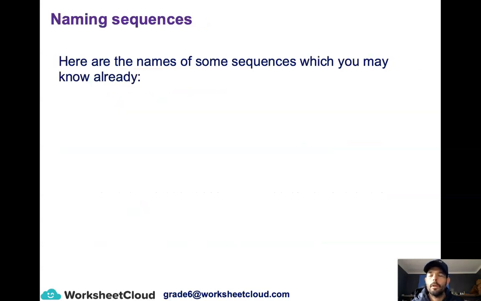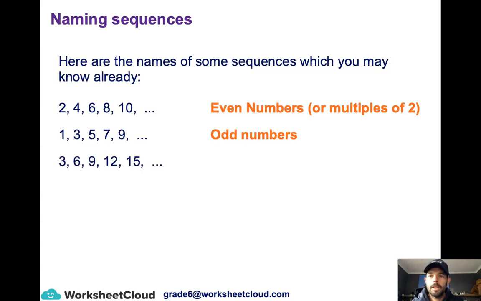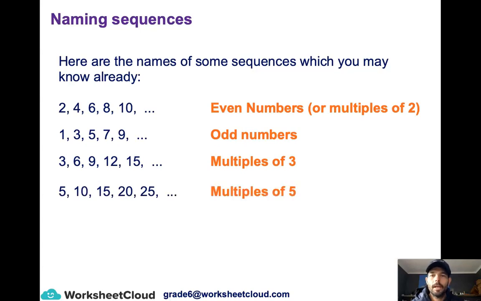Let's have a look at naming sequences. Here are some names of sequences which you might know already. 2, 4, 6, 8, 10 is a list of even numbers or multiples of 2. 1, 3, 5, 7, 9, you guessed it, is odd numbers. 3, 6, 9, 12, 15 is the 3 times table. That's going to be the 5 times table. What's that going to be? That's square numbers. 1 times 1 is 1, 2 times 2 is 4, 3 times 3 is 9, 4 times 4 is 16, and so on.